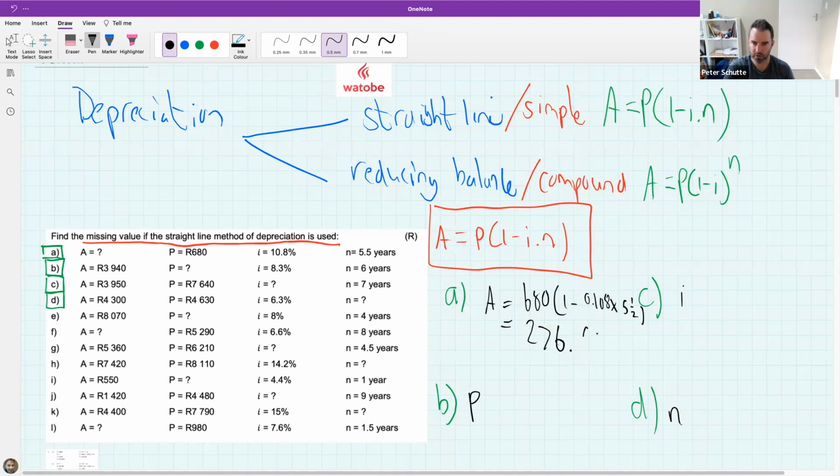So you should have got 276.08. So basically, it started out in life being worth 680 Rand, and it ends up being worth less, 276, because of the depreciation.